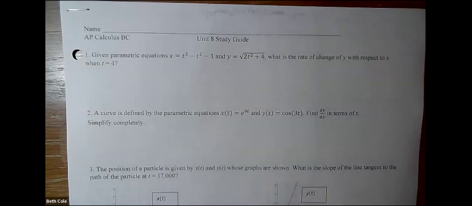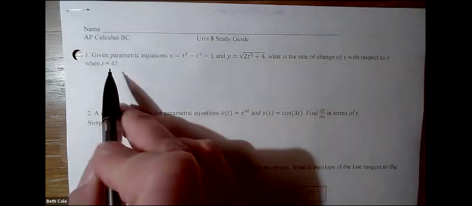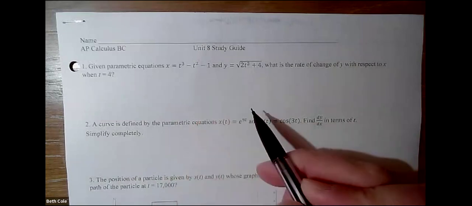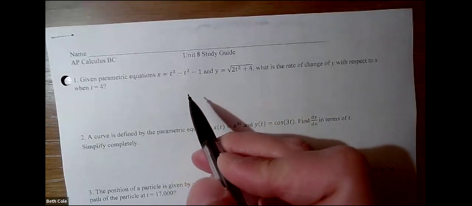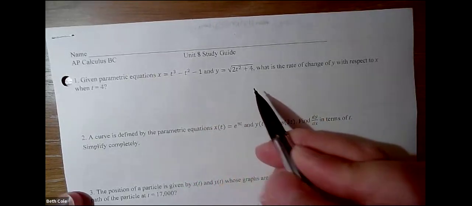This is your Unit 8 review video. So here we have our two parametric equations. We want rate of change, which means derivative, y with respect to x, when t equals 4. So we're going to do derivative of y over derivative of x and then plug in 4. We are going to have to simplify the whole way down because this is going to be a multiple choice question on the test and they're not going to leave it unsimplified.